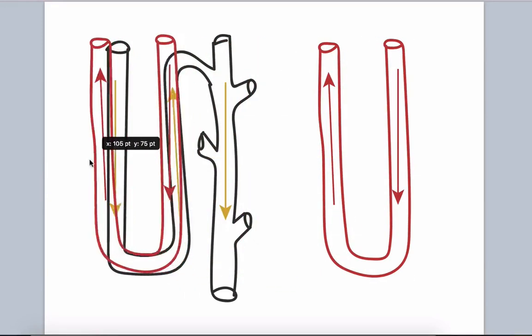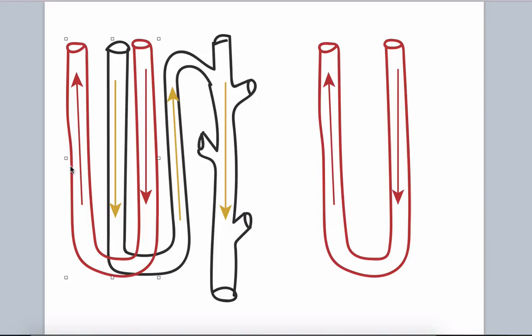So for example, if I drag this guy over here, you can see the way that these are now overlaid. The filtrate's going down on the descending limb and up on the ascending limb, but the water is moving in the opposite direction. The plasma is moving in the opposite direction through the pipe. But then how is this going to work?